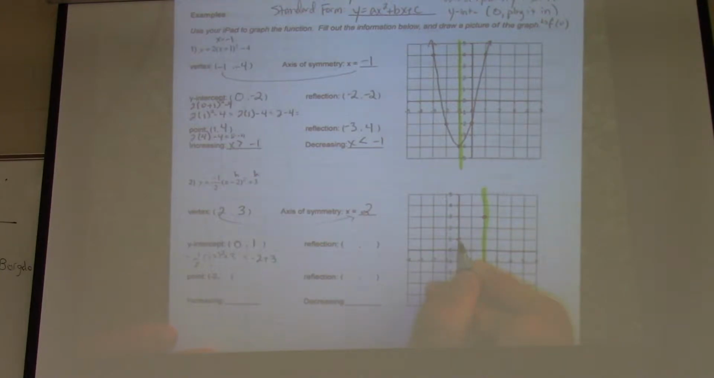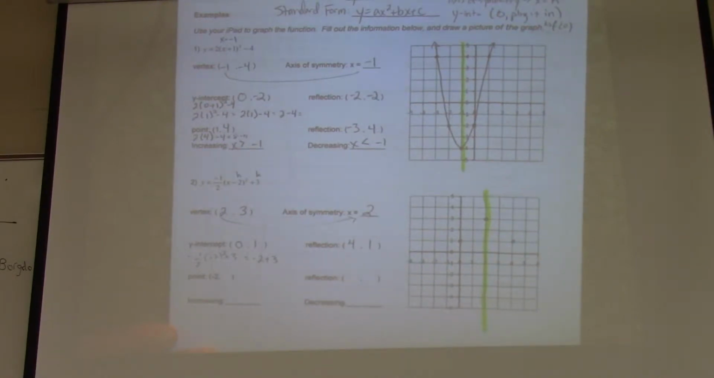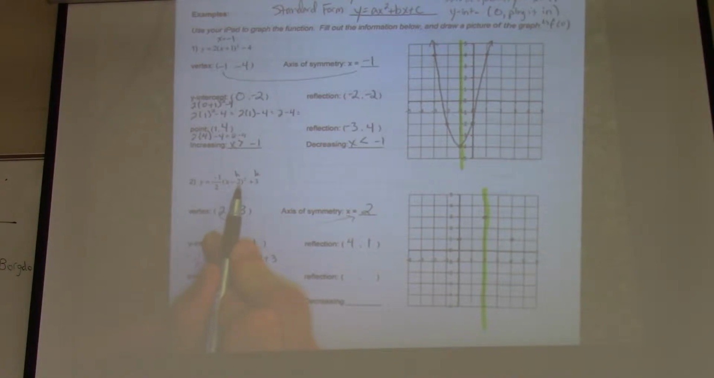Now again, don't try and overthink this. Once I have this point, just reflect it. I can reflect it there, and that gives me 4, 1. Okay? Now for the point negative 2, plug negative 2 in. Negative 2 minus 2 is negative 4, squared is 16. Half of that is 8, negative, plus 5 is negative 5.